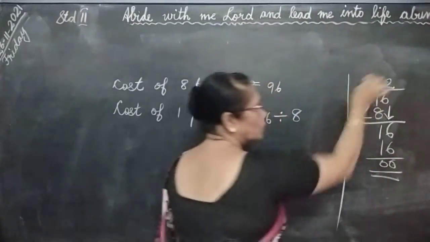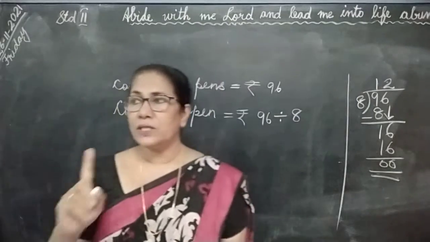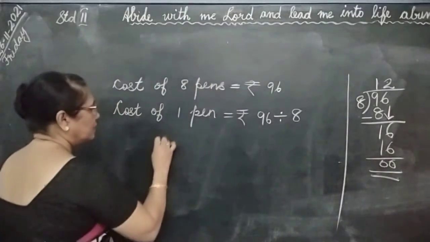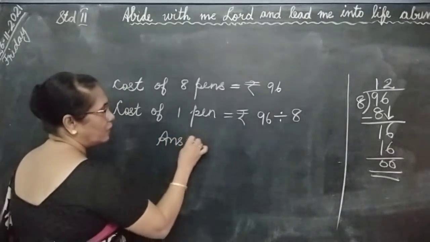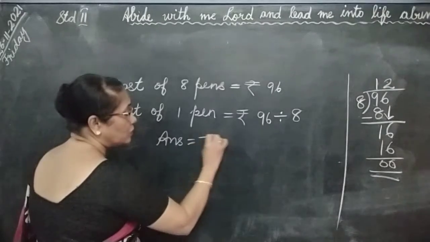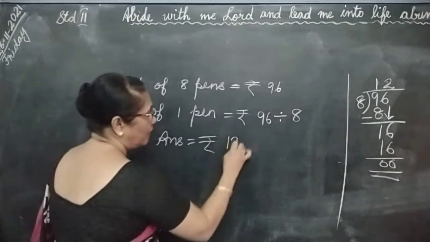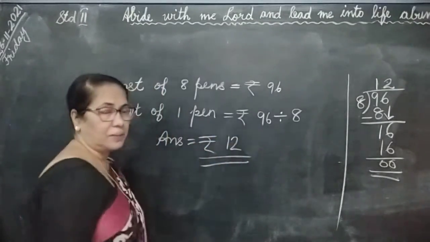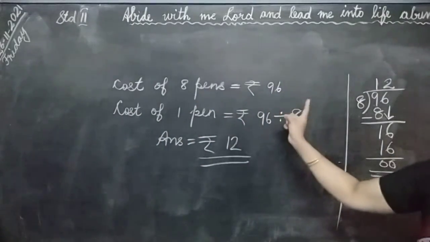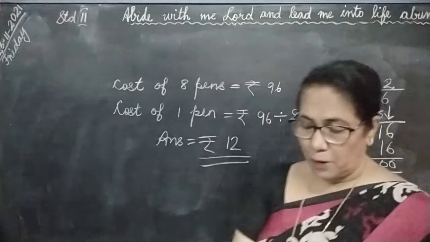So what is the cost of 1 pen? Yes, the answer. The quotient is what? Rupees. You have to write rupees 12. This is the answer. Now, this is called the word problem. Understood? This is called the word problem.